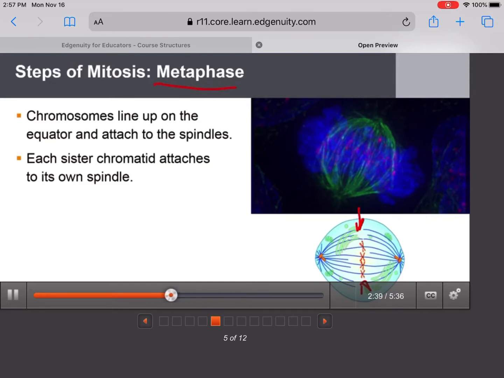One spindle fiber of a sister chromatid is connected to one end of the cell. The other chromatid's spindle fiber is connected to the other end of the cell. So they're connected, one at this end and the other one down at that end. This is important because as the cell divides, each half of the cell will receive identical copies of DNA from the chromosomes.